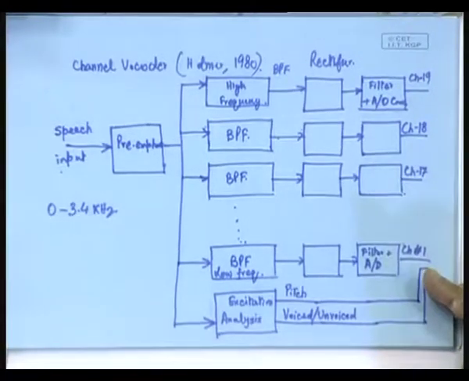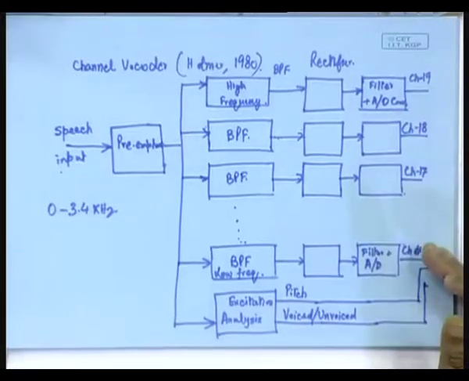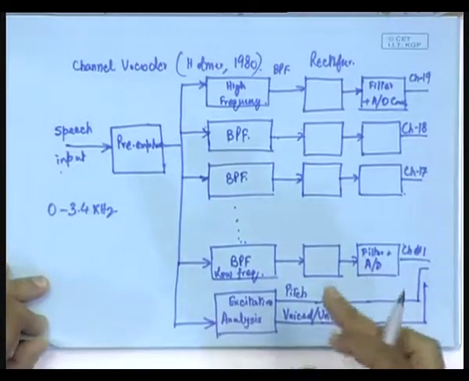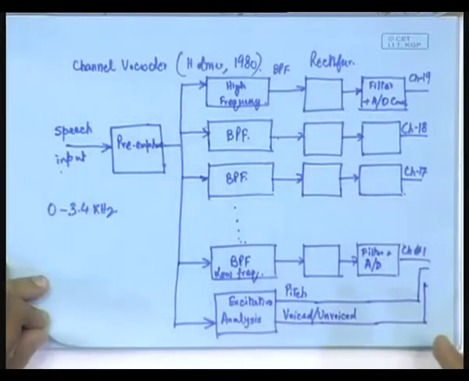In fact, there will be a proper bit allocation and everything for all these items, that is to say the 19 channels. Then the pitch information also is to be represented, and the voiced unvoiced, which is a 1 bit flag, that also has to be encoded.